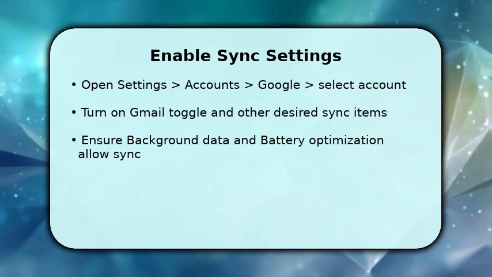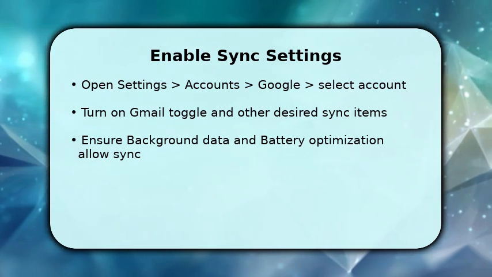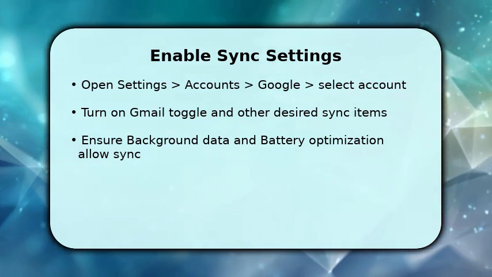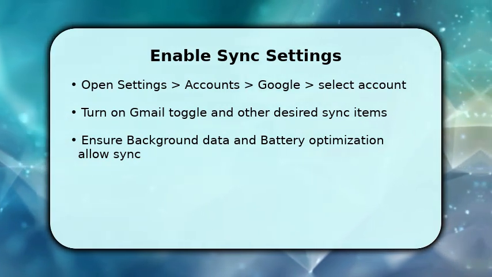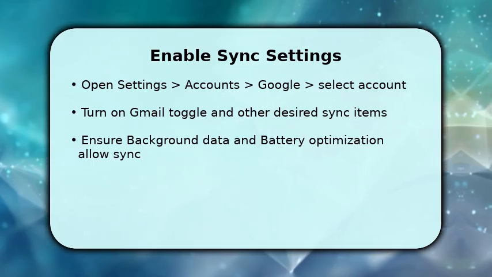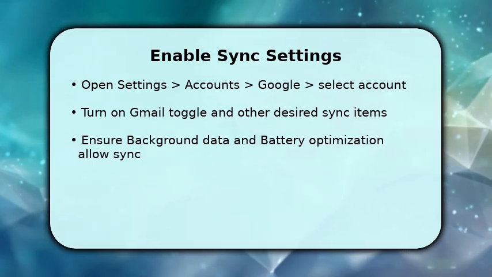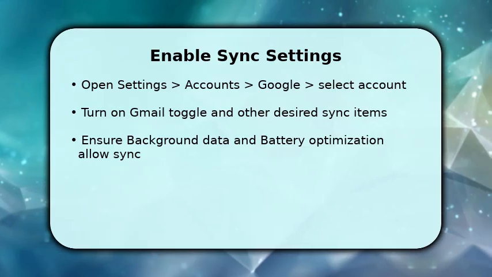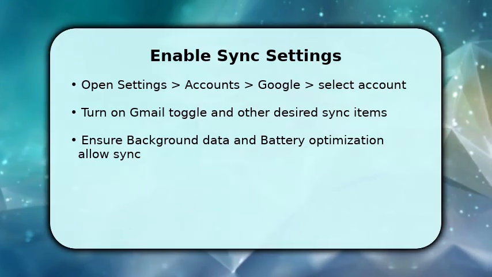Navigate to Settings, then Accounts, pick Google and tap the specific account you signed into. This is where Granular Sync toggles live. Turn on the Gmail toggle so Mail syncs automatically, and enable Contacts, Calendar, and Drive if you want broader sync.